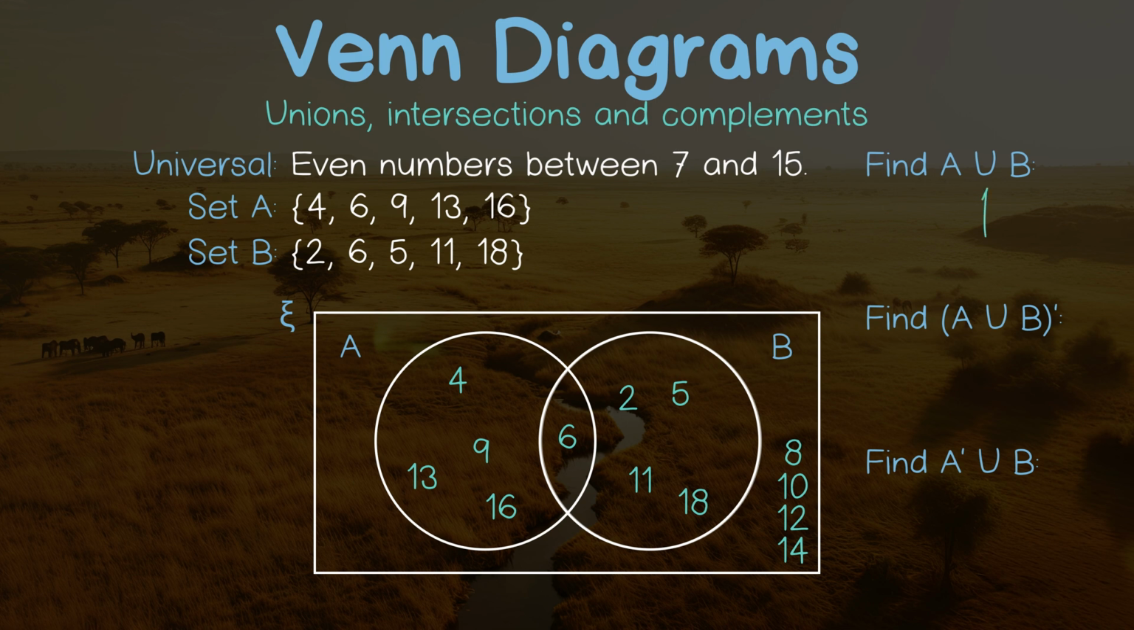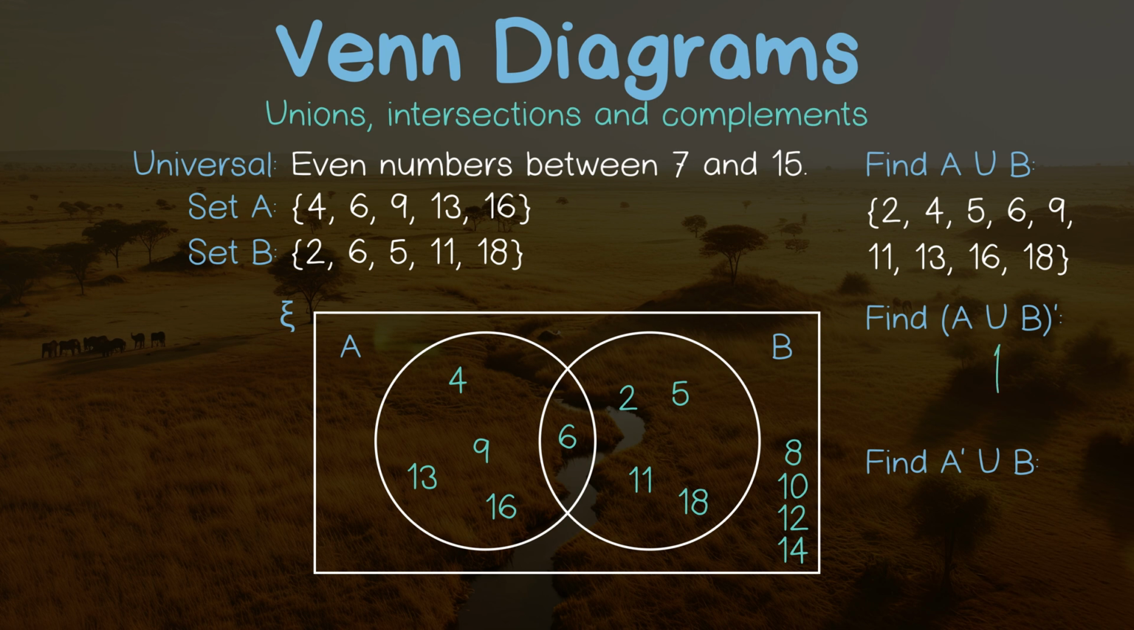So our first question, we know that A union B means all of the elements contained within sets A and B when we join them together. Therefore, the answer, A union B, is 2, 4, 5, 6, 9, 11, 13, 16 and 18. All of the elements from both sets A and B.